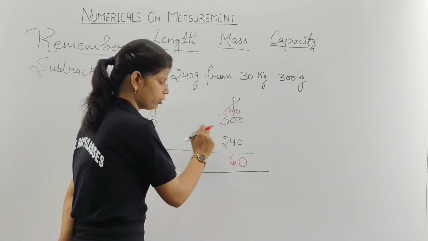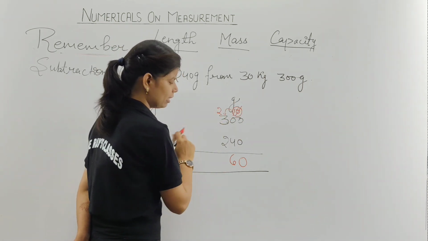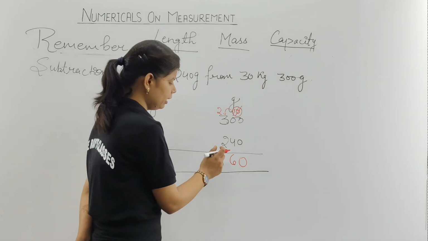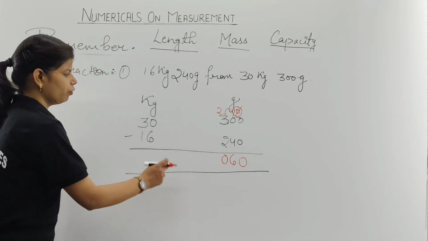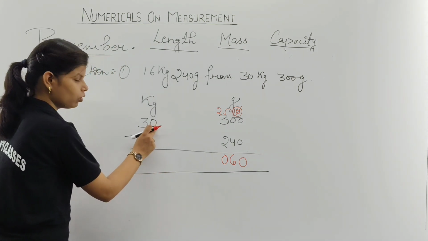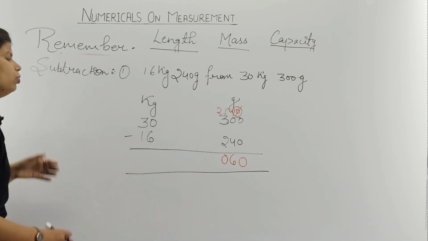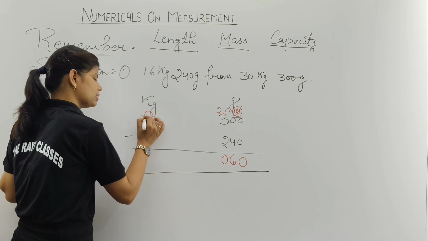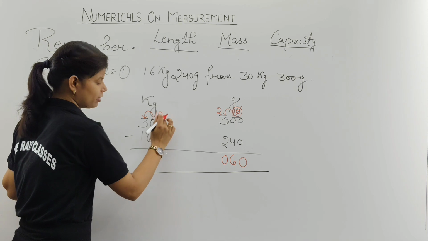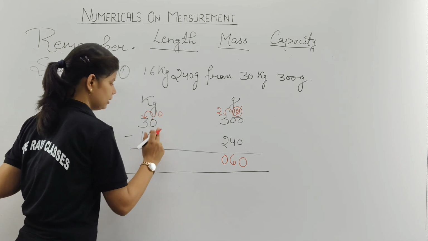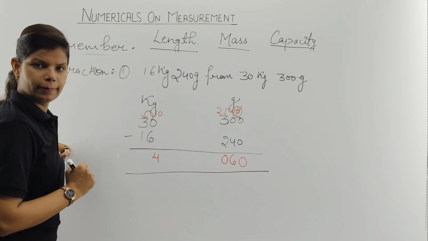Now that point has given a borrow to this one. What is left here now? 2. This 10 is cancelled. Now 2 is left. 2 minus 2, what will you get? 0. Clear? Moving on to the next part. Let's talk about this one. We cannot subtract 6 from 0. So what are we going to do? We are going to borrow one number from this place. And when you borrow the number from here, you will get 10. And when you subtract 6 from 10, you get 4. Do you get my point?